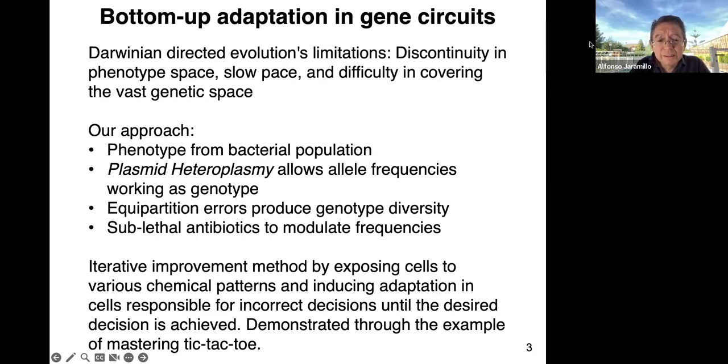Okay. So, as I said, we are going to use an iterative improvement method, where the cells are exposed to chemical patterns. And in this way, we are going to use the sublethal antibiotics to punish incorrect decisions, so the cells are going to behave in a different way each time, but avoiding the last punishment, the last behavior that was punished. And we are going to demonstrate that through a simple game.